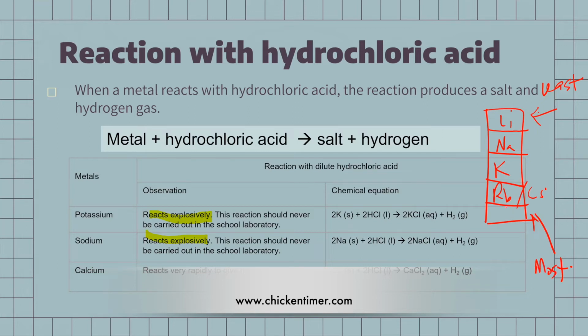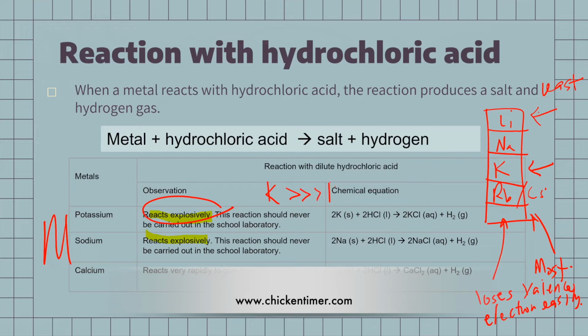The ones beneath are the most reactive because they lose electrons very easily, lose the valence electron easily. So down here, potassium and sodium. Potassium will lose its valence electrons more easily than sodium. So potassium will be more reactive. It will react more explosively than sodium. So potassium reaction is more vigorous than sodium in this way. One explanation from using the reactivity series. Second explanation using the periodic table.